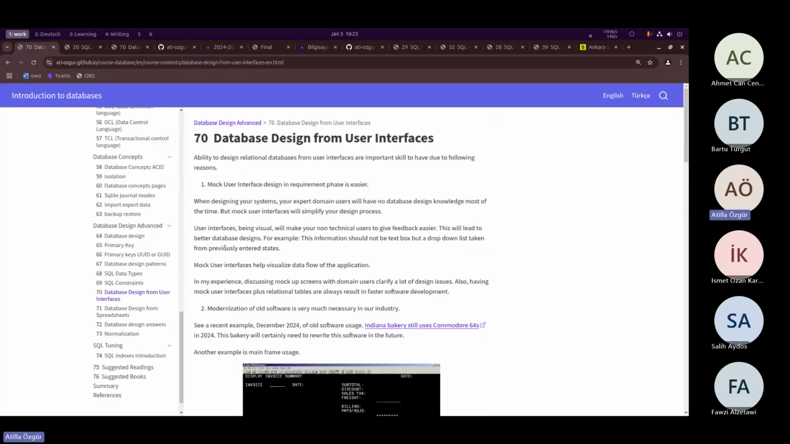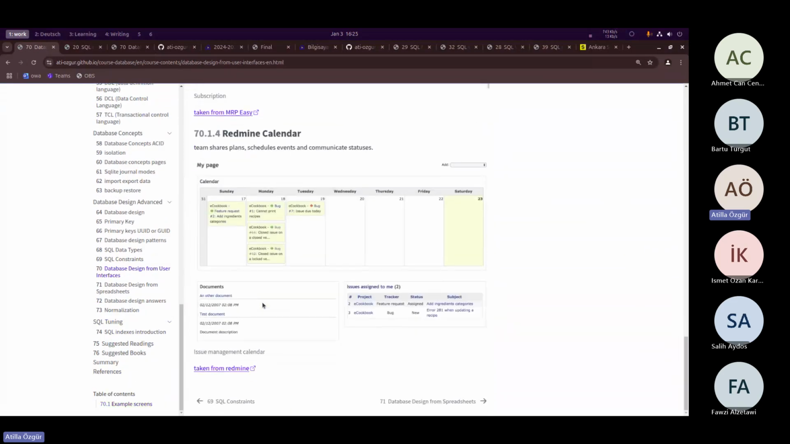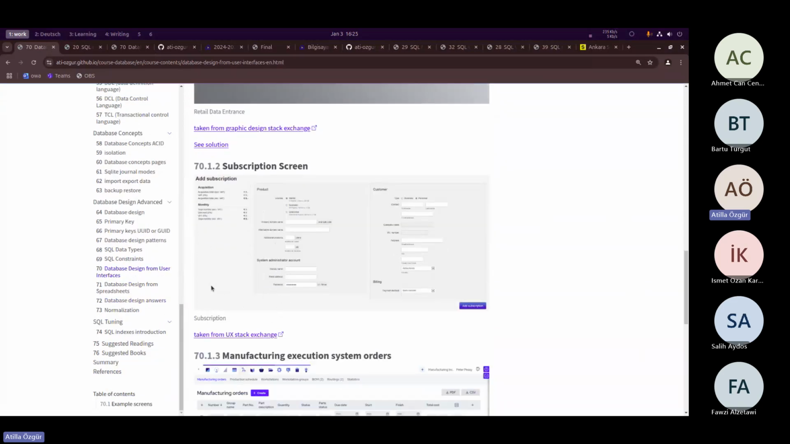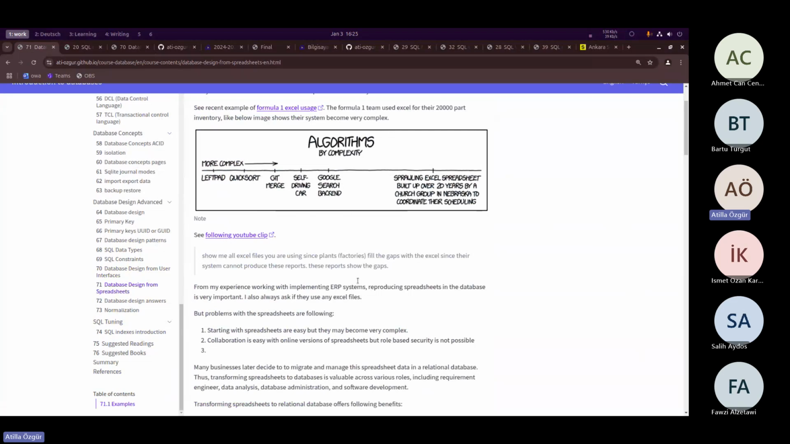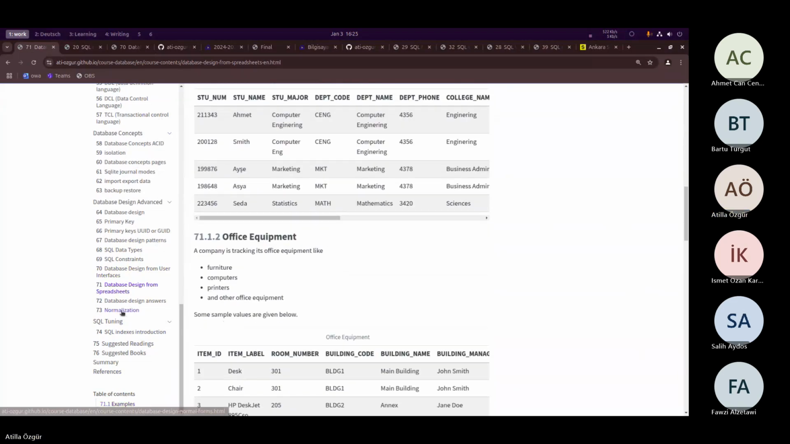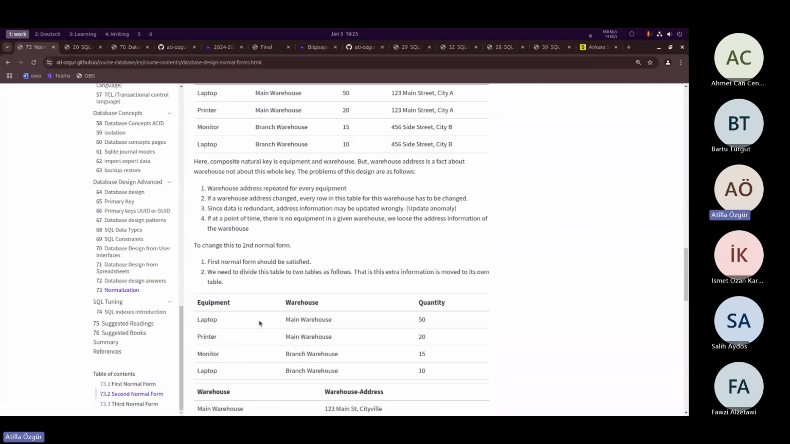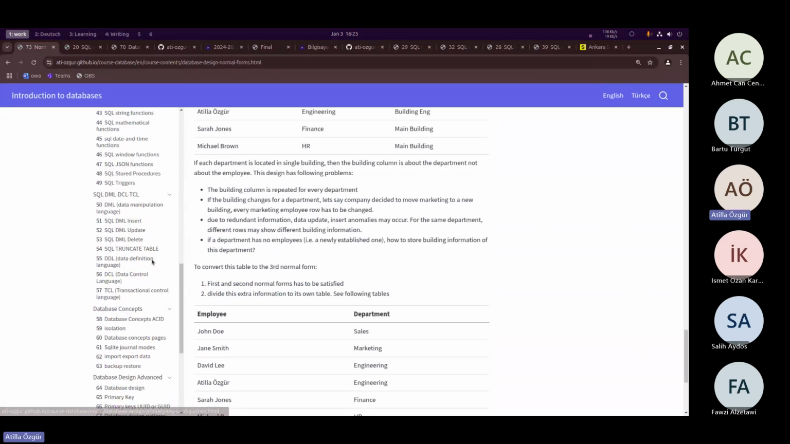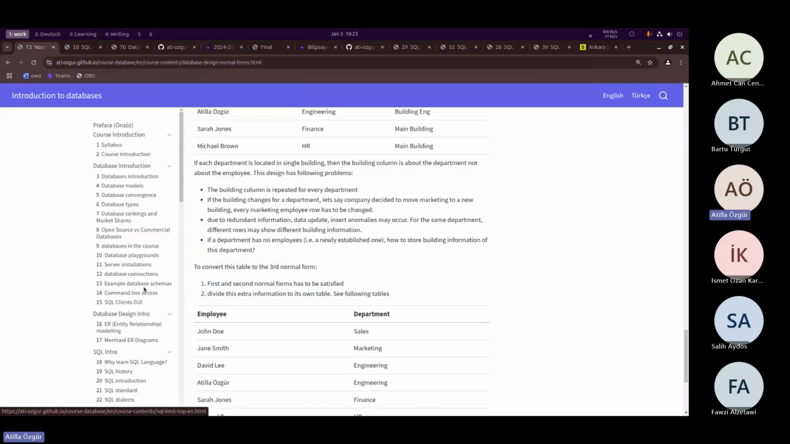Then we have seen database design from user interfaces. If you were not in the first lesson, you can look at the database design user interface question. I solved this question, and I will be putting the answer today and sending a message. We did database design from spreadsheets and did the normalization. Again, for the normalization part, I have changed and fixed the notes. You can look over that, and also this normalization lesson is there. With this part, I think everything is finished.